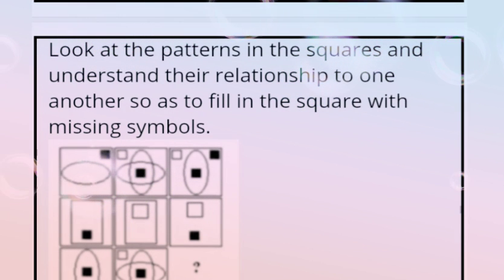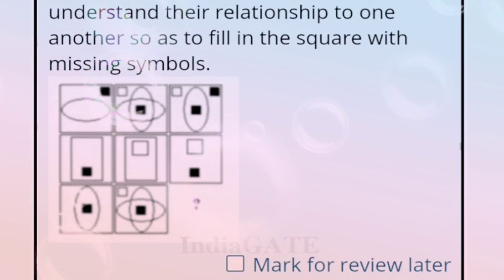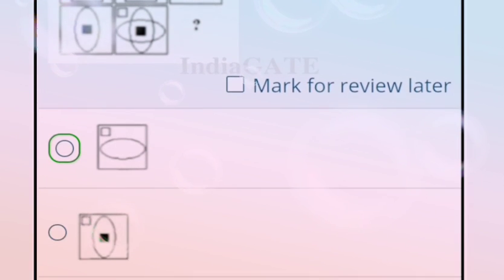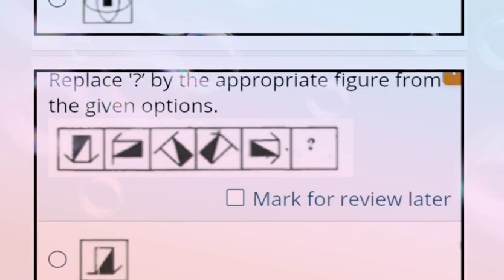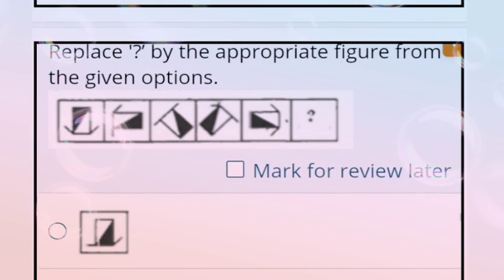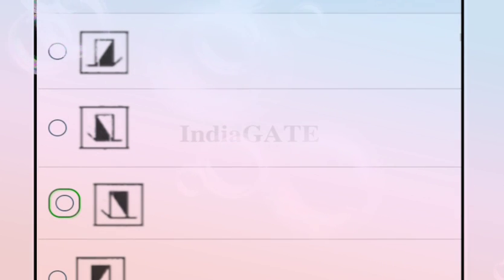Look at the pattern in the square and understand their relationship to one another so as to fill the square with the missing symbol. So here all the pattern is given and we find the missing figure. So here option A is your correct answer. Next question. Replace the question mark by the appropriate figure from the given options. So here the correct answer for this given pattern and figure is option C.